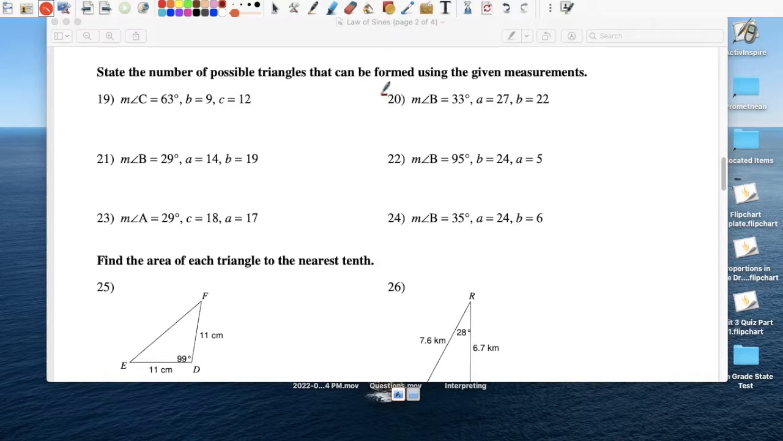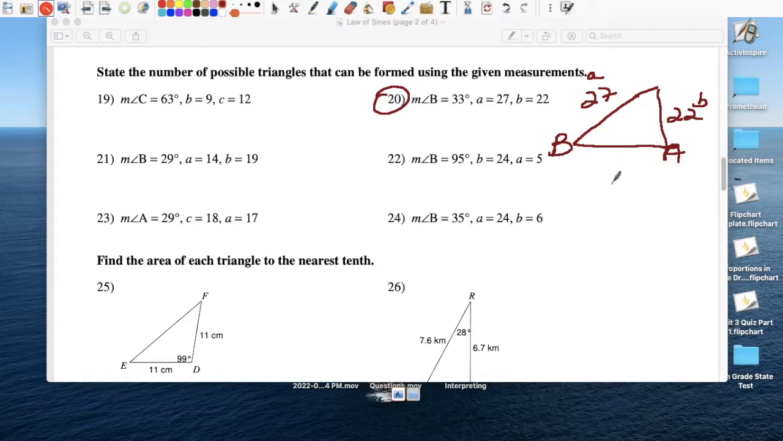So for 20, angle B, so I'll make angle B the corner B, right? The corner one. All right, and then we have little b, which is 22, and I'm going to make angle A here so that the other side that I have, which is little a, stays over here. Okay, so we need the height, and again, height is going to be, what's angle B? 33. So it's going to be sine of 33, and we're going to multiply that by this guy here, by 27.